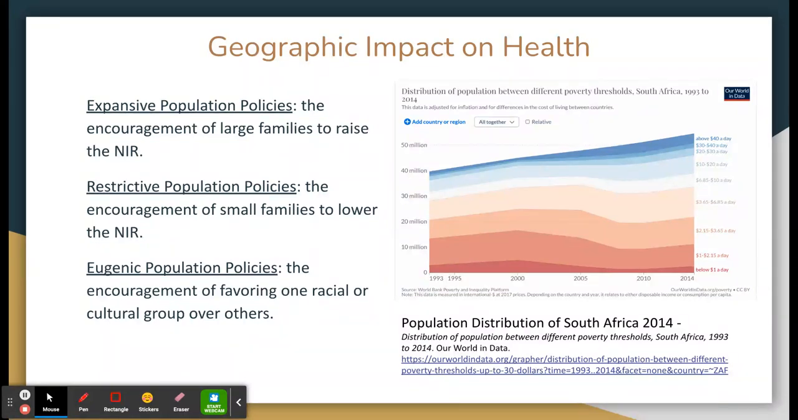The eugenic population policies are policies that governments can establish to encourage the favoring of one racial or cultural group over others. An example can be the apartheid laws of South Africa that were previously established but have been recently abolished.